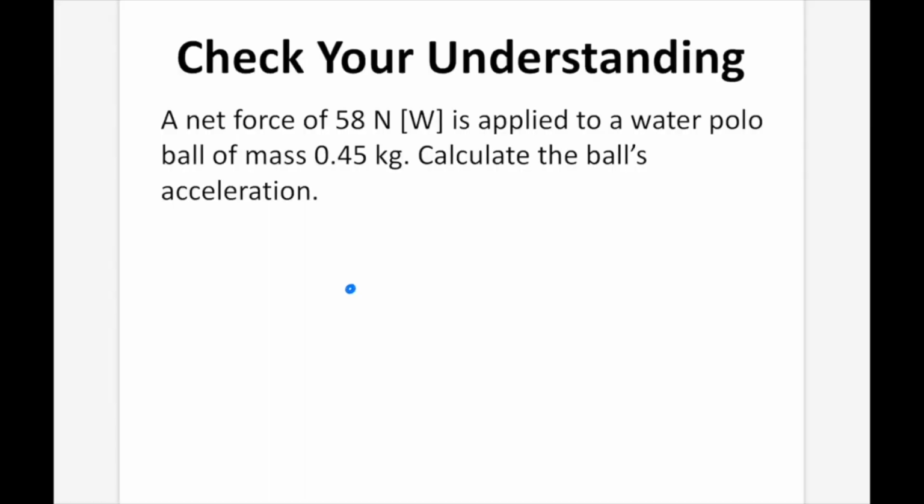So our free body diagram is going to look like this. We're going to say that west is positive, and we're going to say that there's a force of 58 newtons west on this ball. We know the mass of the ball is 0.45 kilograms, and we're trying to find the acceleration. We know the acceleration is equal to the sum of the forces divided by the mass.